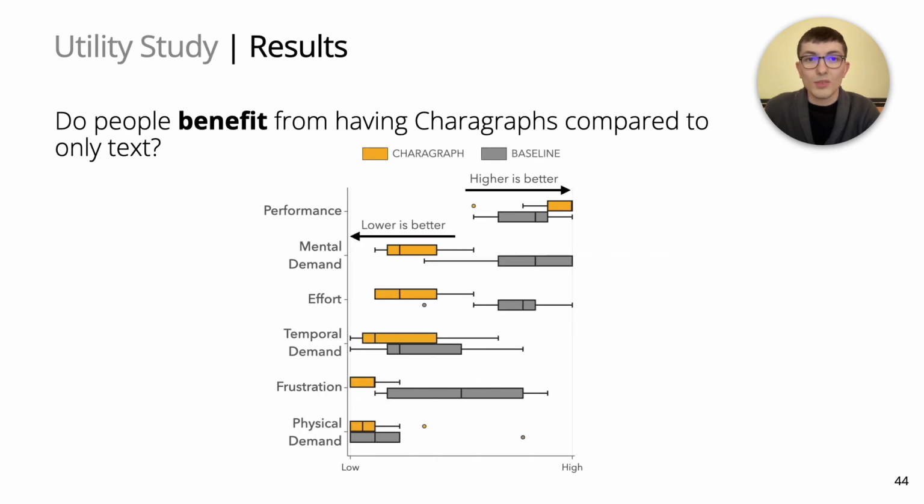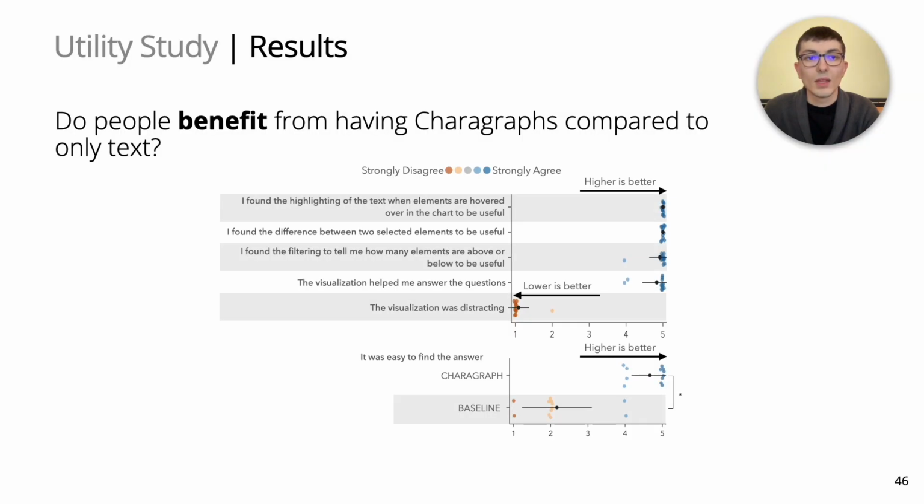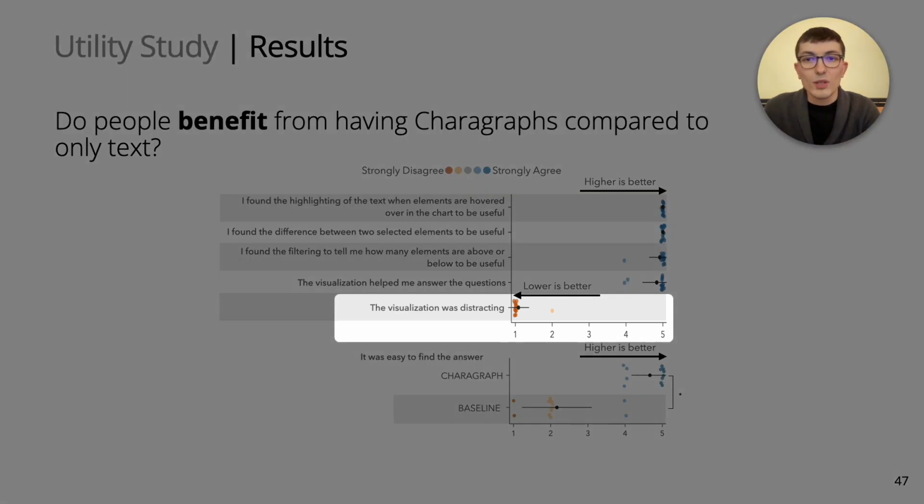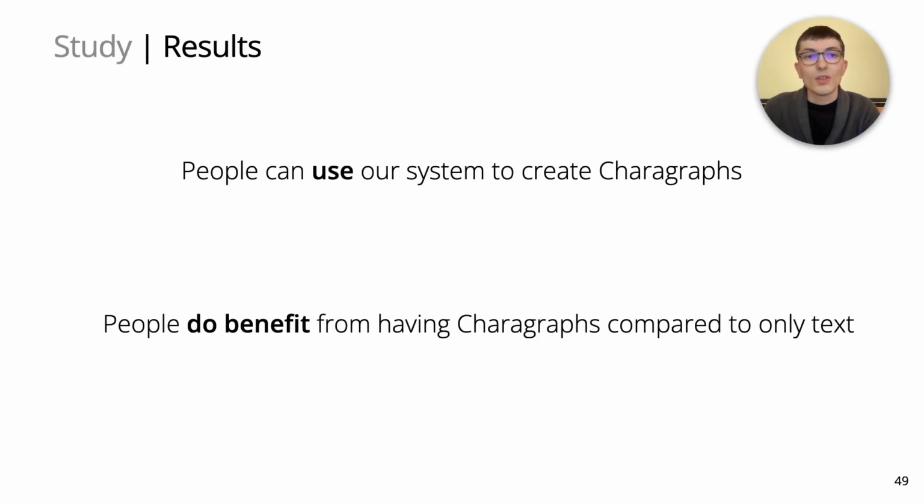In terms of subjective results, participants rated their performance higher with Charagraphs and had lower mental demand, effort, and frustration. And they rated all statements in favor of Charagraphs. For example, they did not find Charagraphs distracting. And in fact, they found it easier to find the answer using Charagraphs than only text. So, to summarize, our results seem to indicate that our system supports the creation of charagraphs and that created charagraphs help readers.